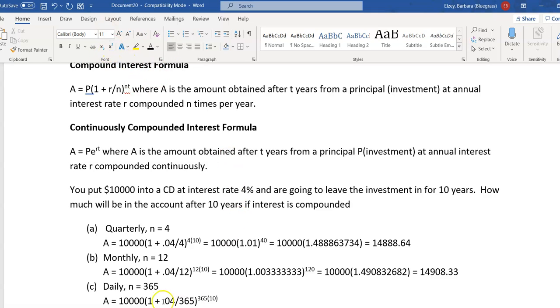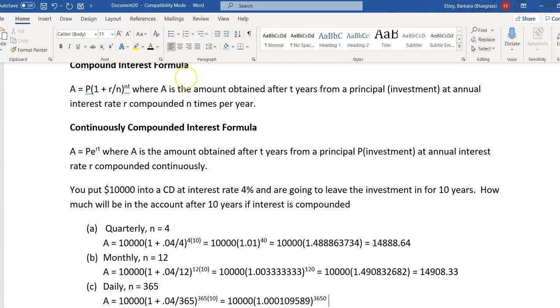So again, I'll do the 1 plus 0.04 over 365 first. That'll give me 1.000109589. And then let's go ahead and multiply our 365 by our 10. So we're going to raise this to the 3,650. I will do my exponent first. So this number to the 3,650th power.